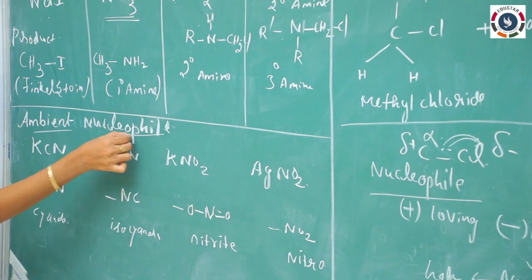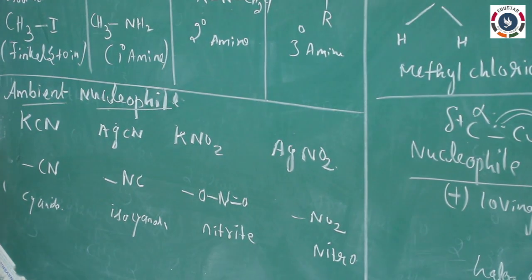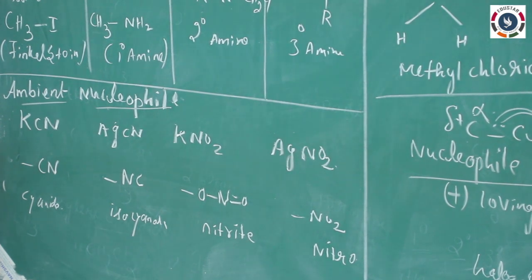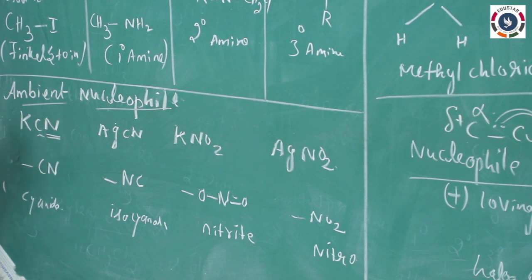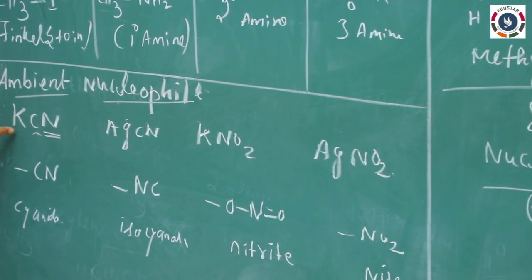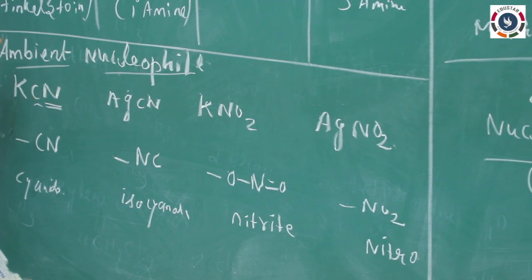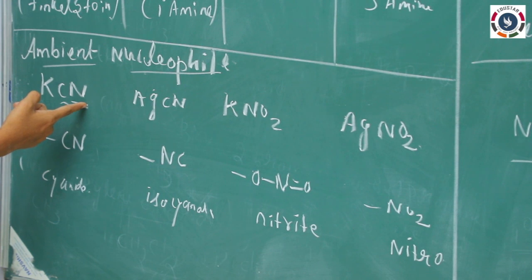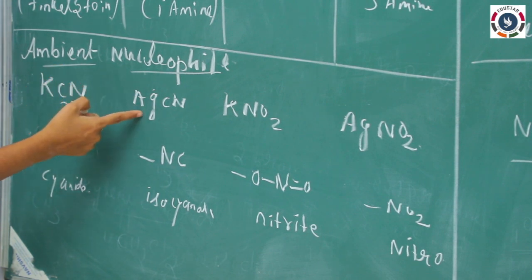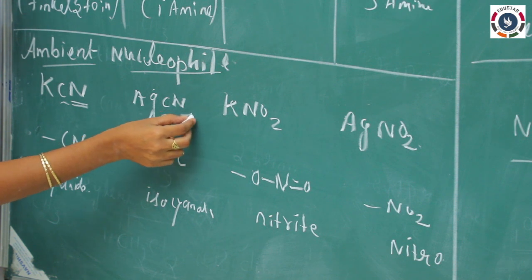Ambident nucleophile. What is an ambident nucleophile? Ambident nucleophiles are the ones which have more than one nucleophilic site in them. In case of KCN, carbon can act as a nucleophilic site, and nitrogen can also act as the nucleophilic site. In case of AgCN, carbon can act as a nucleophilic site, nitrogen can also act as a nucleophilic site.